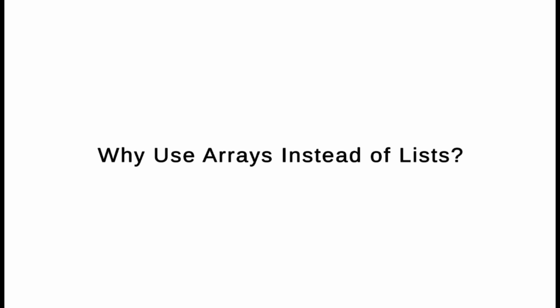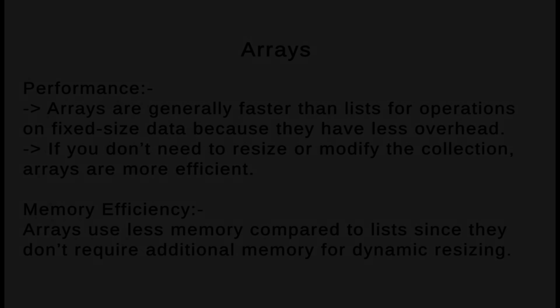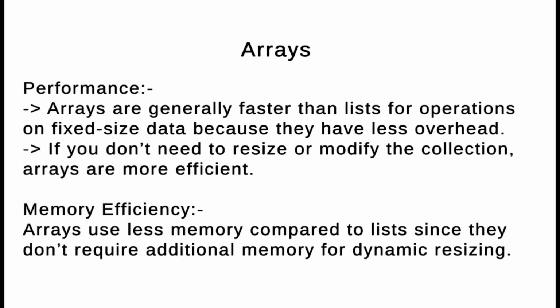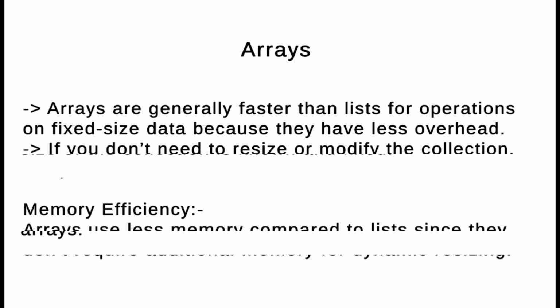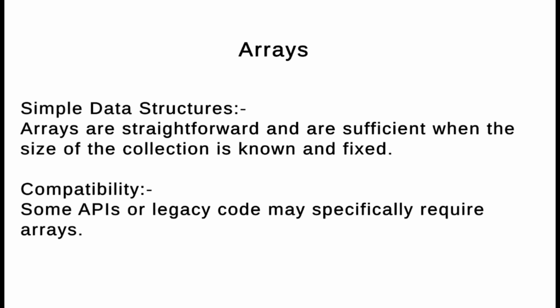Why use arrays instead of lists? Performance. Arrays are generally faster than lists for operations on fixed-size data because they have less overhead. If you don't need to resize or modify the collection, arrays are more efficient. Memory efficiency. Arrays use less memory compared to lists since they don't require additional memory for dynamic resizing. Simple data structures. Arrays are straightforward and are sufficient when the size of the collection is known and fixed. Compatibility. Some APIs or legacy code may specifically require arrays.